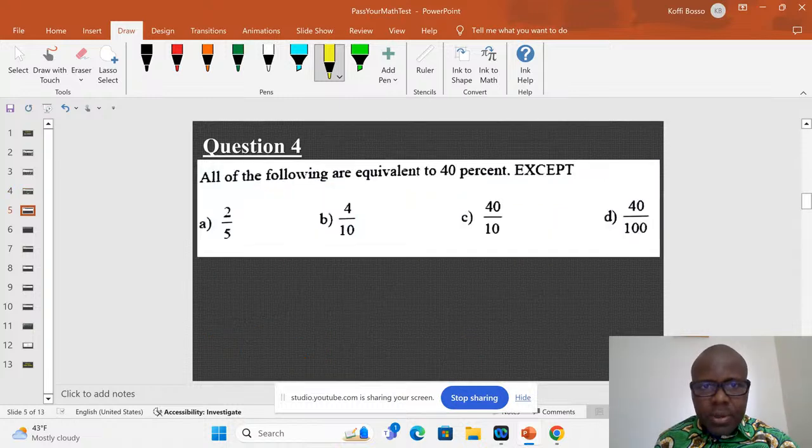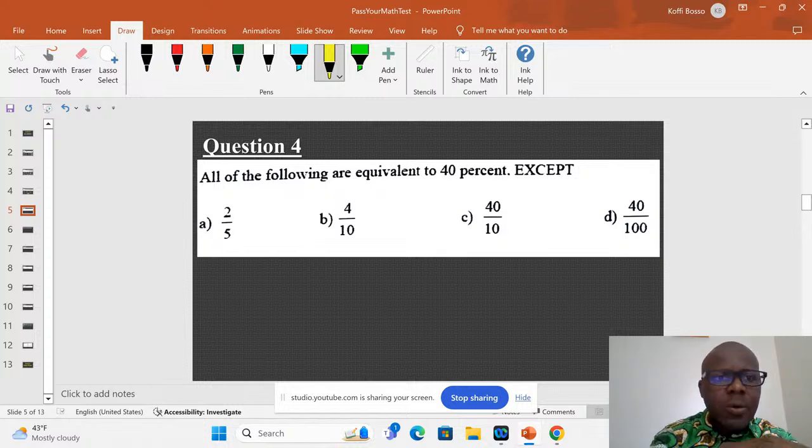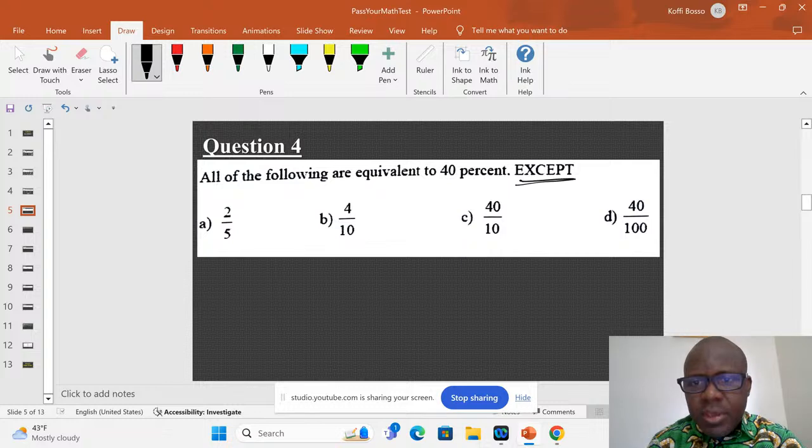Okay, question number 4. They say all of the following are equivalent to 40% except. This is another trick question, because the keyword here, except, is telling you that from the 4 choices, there's one choice which is not 40%. So we need to figure that out.